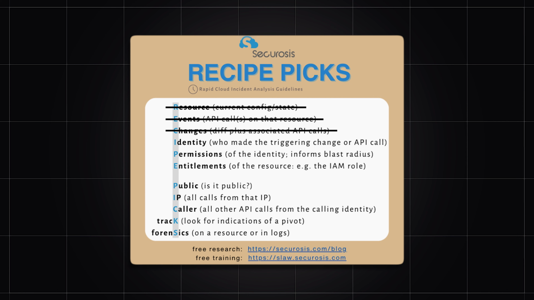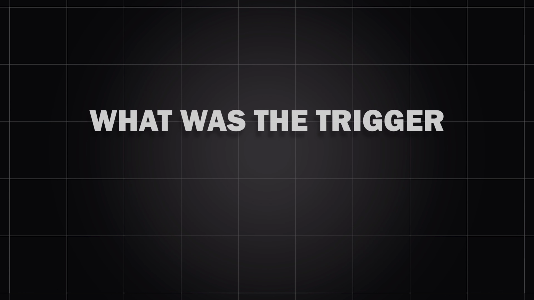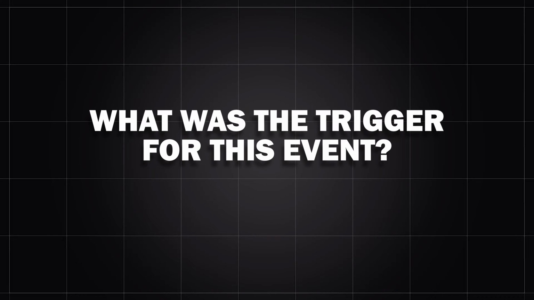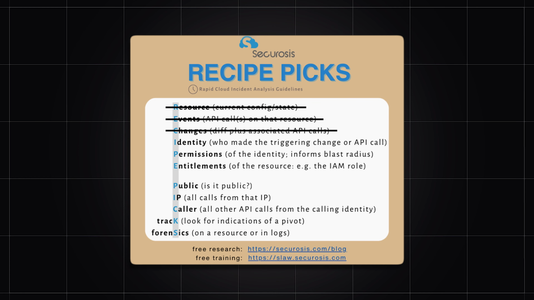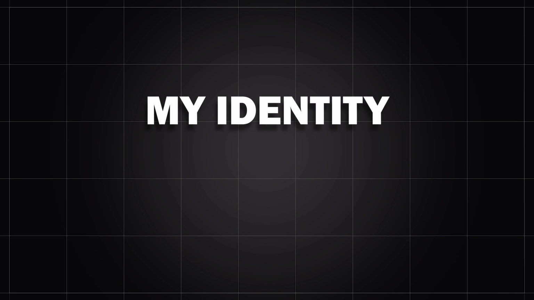Then, who made the triggering change or the API call? What was the trigger for this event? We know it was making it public, and we know it was that backup manager IAM user. And we're going to get back to that in just a moment, because I want to know what were the permissions of that backup manager IAM user. This defines my identity blast radius. If it is stolen credentials, how badly can that attacker hurt me? Really important to know that.